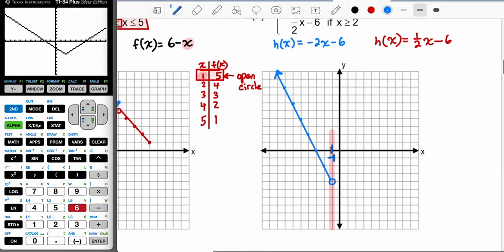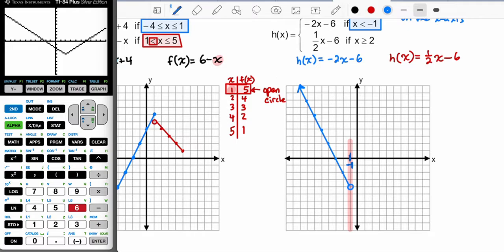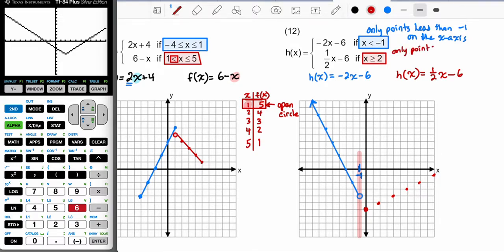All right. The other way, the y-intercept is still -6, so I'd start off at -6. 1, 2, 3, 4, 5, 6. My slope is 1/2, so up 1 over 2, up 1 over 2, up 1 over 2, up 1 over 2, up 1 over 2. But then I look at my restriction, only points to the right, or greater than or equal to, only points more than or equal to 2 on the x-axis.